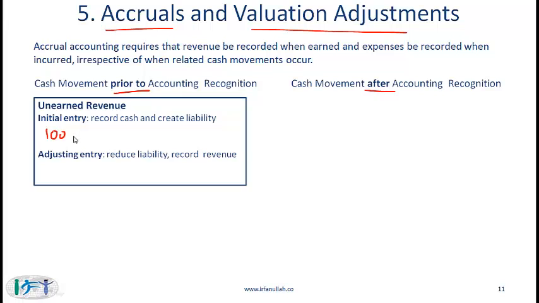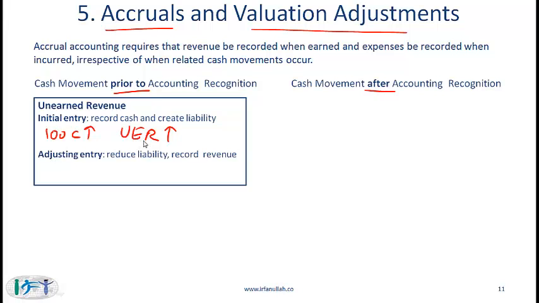$100 cash has been received. That's an asset, so cash goes up. But the product has not been delivered, so clearly revenue cannot be booked. What needs to happen instead is we create a liability called unearned revenue, and this liability amount also goes up by 100. This is a liability because John is under obligation to fulfill this order next month.